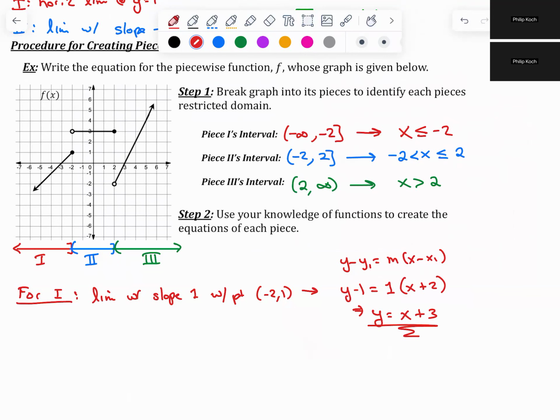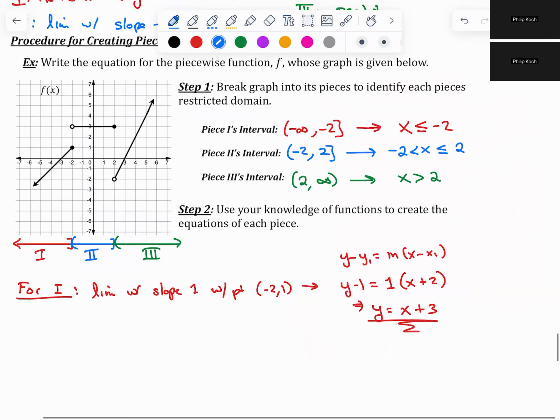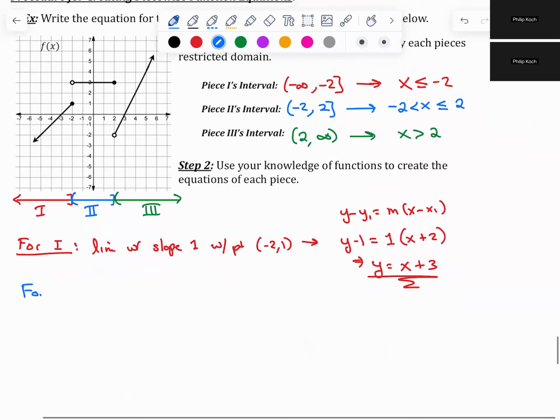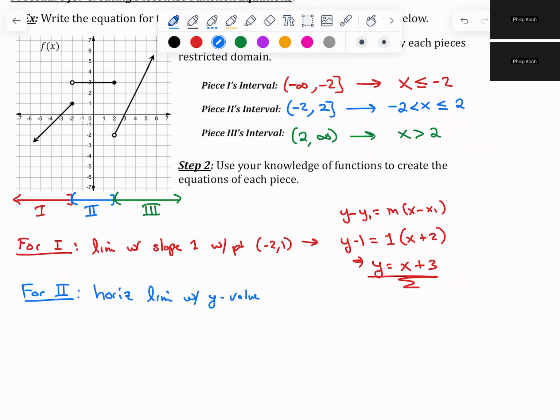Piece 2 is very quick. Y equals 3. For 2, it's a horizontal line with y value 3. So that implies y equals 3. That's it. Nothing needed to do because it's a horizontal line. That's all it is. It's a constant function.